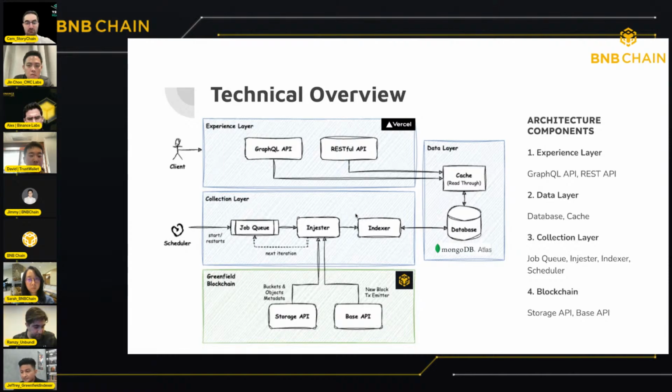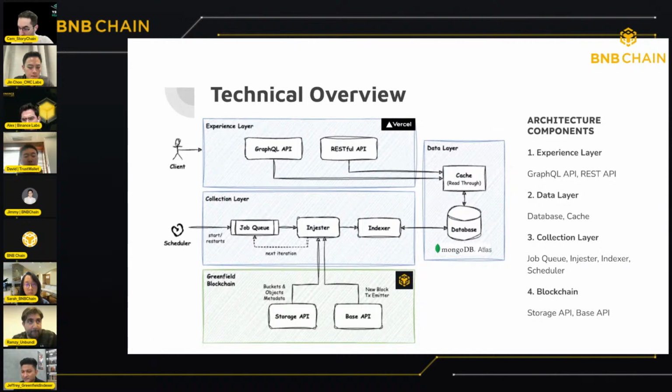On the collection layer is where most of the heavy lifting happens. The main component is an ingester, which is responsible for pulling raw data from the blockchain and passing on this data to a component we call an indexer, which restructures this information and organizes it in the data layer so that it is compatible with the queries we intend to run on it. There's also a scheduler, which is responsible for starting and restarting the whole collection process.